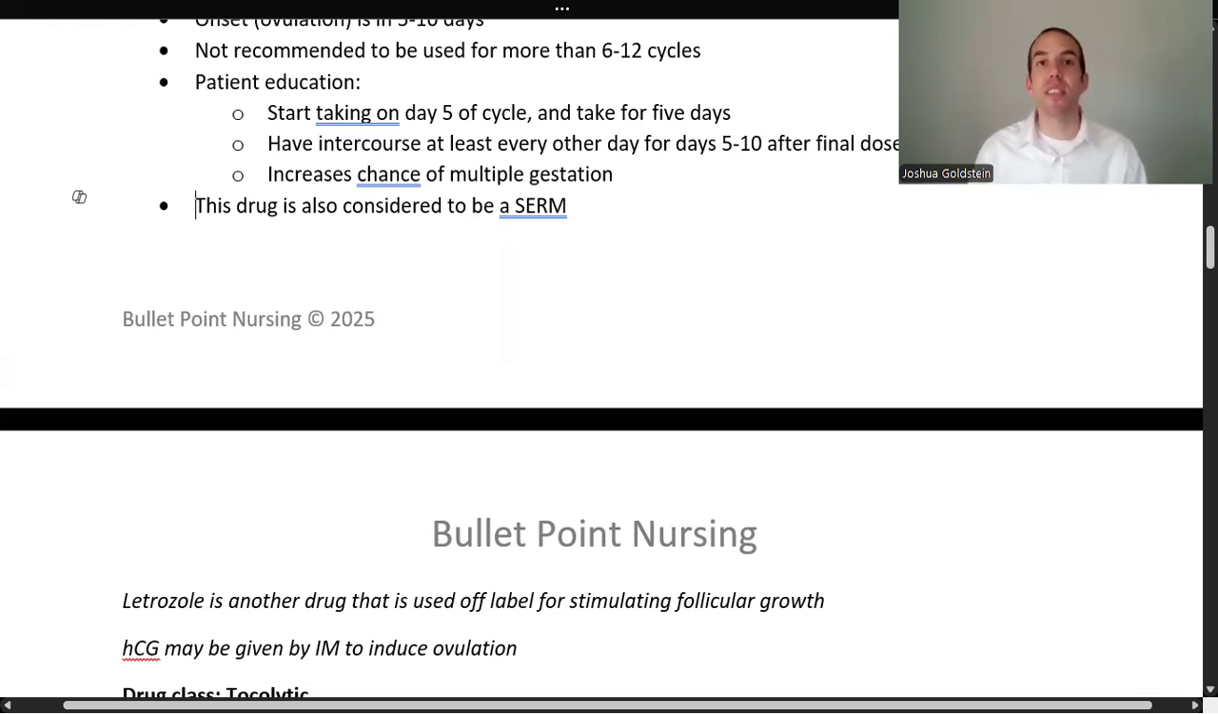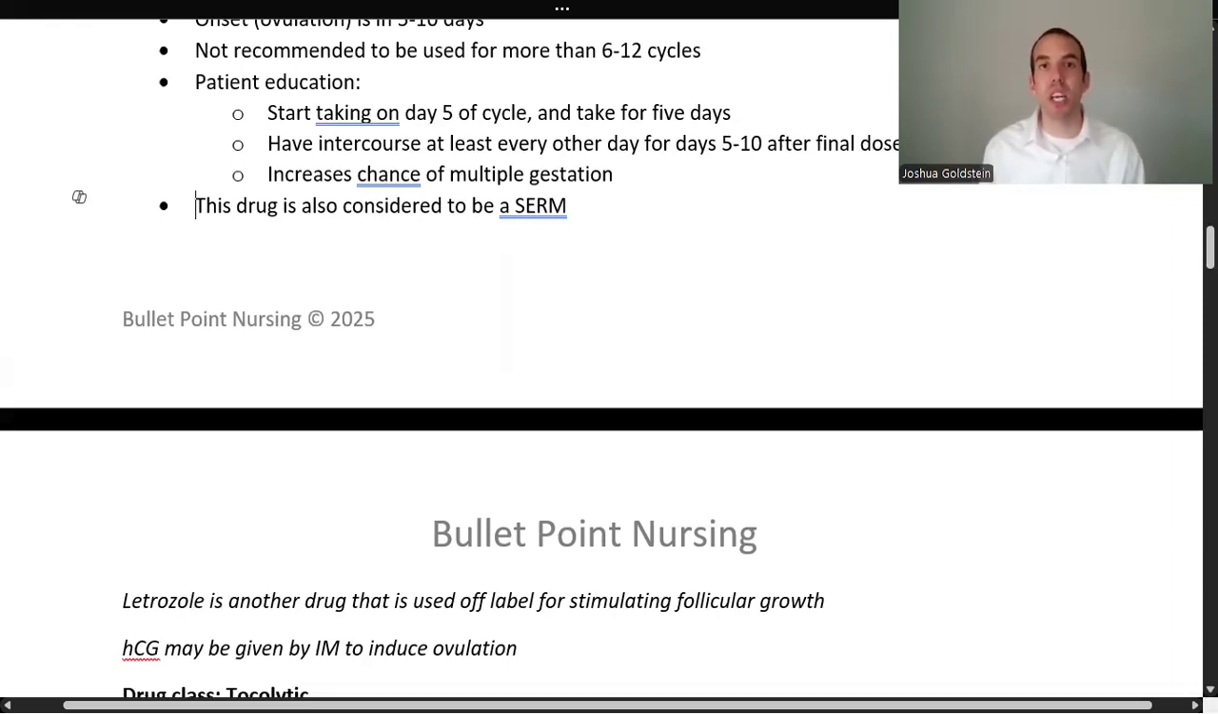Now, again, those are to stimulate the egg, to stimulate follicular growth. To actually induce ovulation is a different drug called HCG. Many of you may recognize HCG as the test that we do on patients to see if they are pregnant or not. But that is actually a medication we can give.